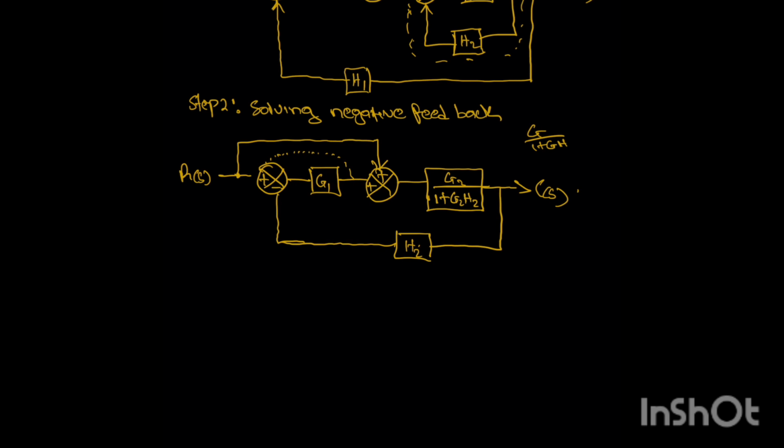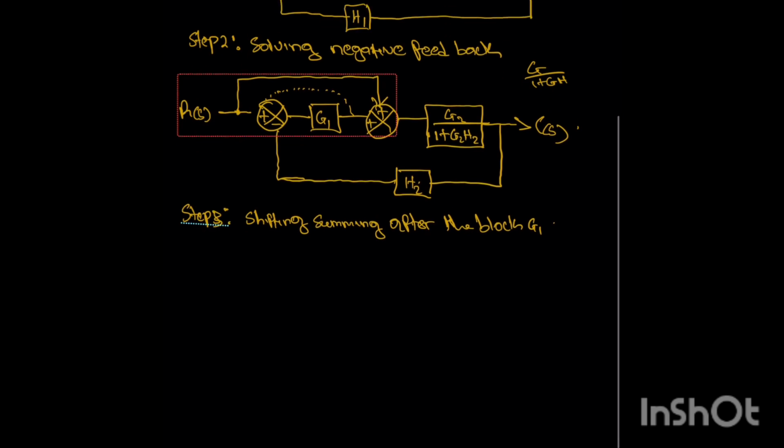And remember, according to rule number 10, whenever you shift a summing point beyond or after a block, you would do what? You would add the actual gain of that feedback. So we are adding the actual gain G1. So we say step 3. Step 3. We say shifting summing point after the block G1. So let's redraw this.